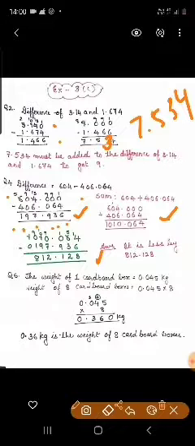Quite an easy question, students. Direct calculations over here. Moving forward to question number 6. A cardboard box weighs 0.045 kilogram. That means the weight of one box they are talking about. What will be the weight of 8 such boxes? About 1 it is given. About 8 they are asking.